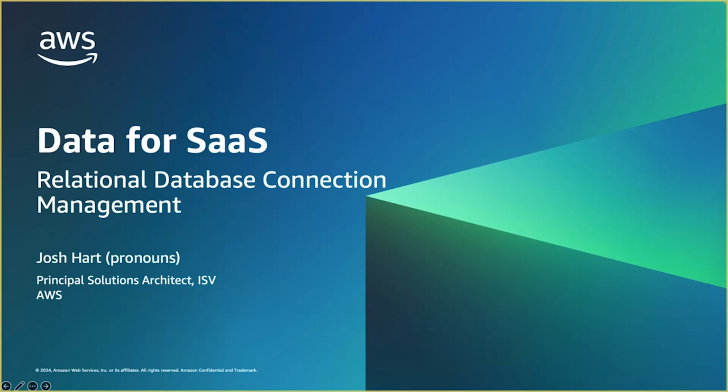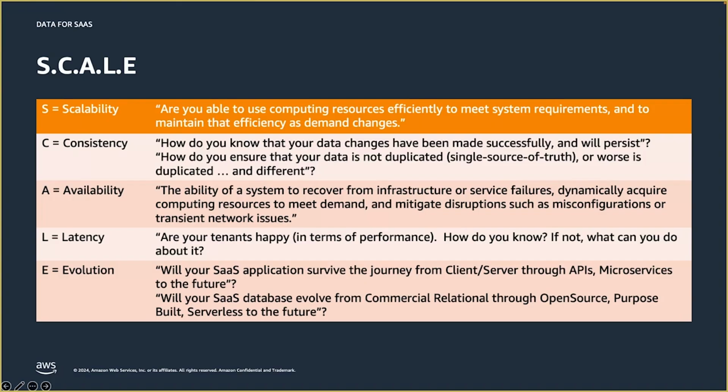I'm a solution architect at AWS, and in this episode, we're going to be covering all things connection management when it comes to relational databases. This is the latest episode in our S.C.A.L.E series, where we cover the scalability, consistency, availability, latency, and evolution concerns that you have to think about when you are building a multi-tenant data architecture. This episode will focus on scalability.